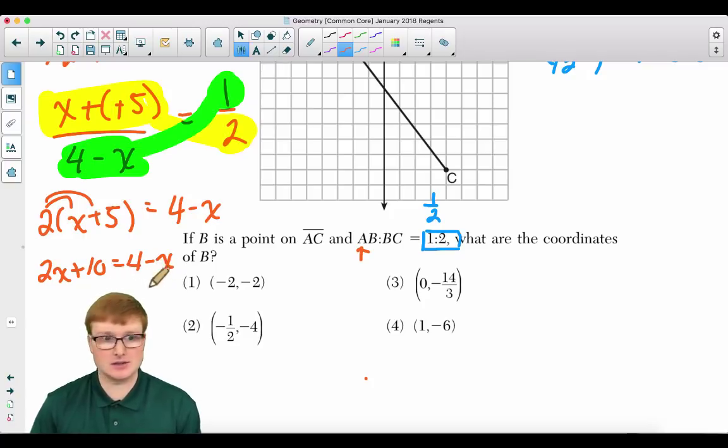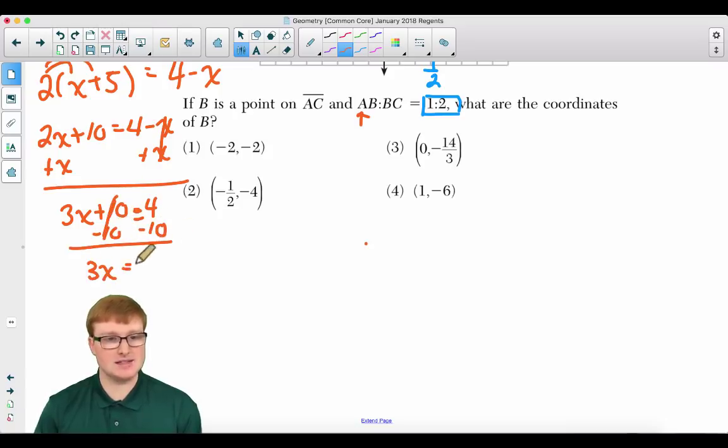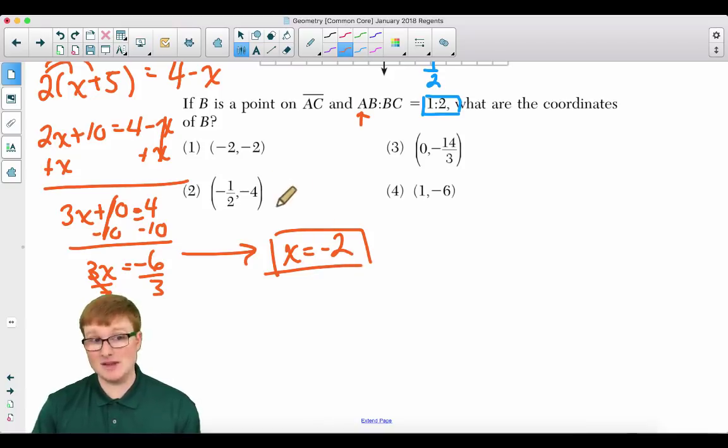Now we just need to solve for x. Add the x on both sides. Then we get 3x plus 10 equals 4. Subtract that 10 on both sides. We get 3x is equal to negative 6. And when we divide by that 3, we just get x equals negative 2. Okay, so far so good. Honestly, if you know for sure you did it right, your answer is choice 1, because that's the only x value that has a negative 2.